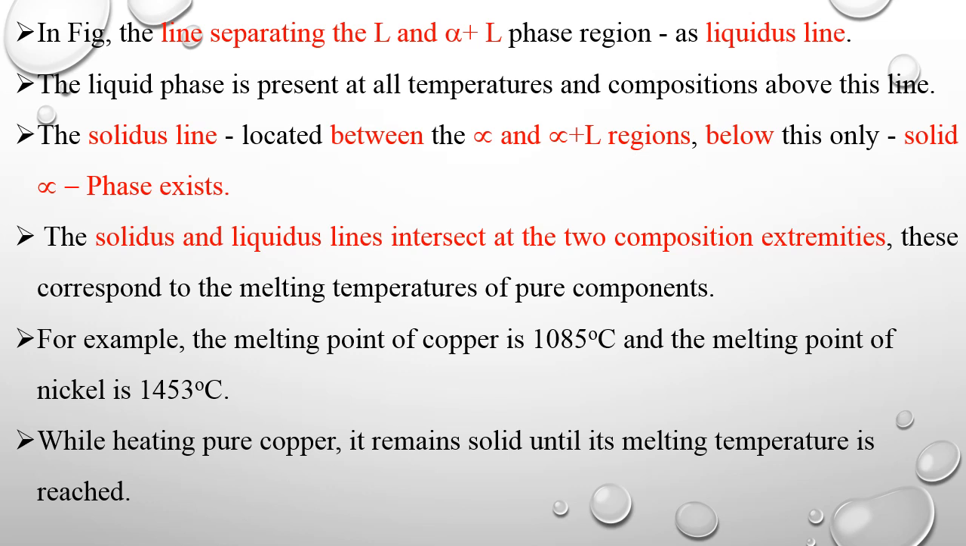The lines separate the phases for all temperatures and compositions: the alpha region and the alpha plus liquid region, below the solid phase. The solidus and liquidus lines intersect at the two composition extremes, at the melting temperatures of the pure components. For example, the melting point of copper is 1085 degrees Celsius and nickel is 1453. While heating pure copper, it remains solid until the melting temperature is reached.